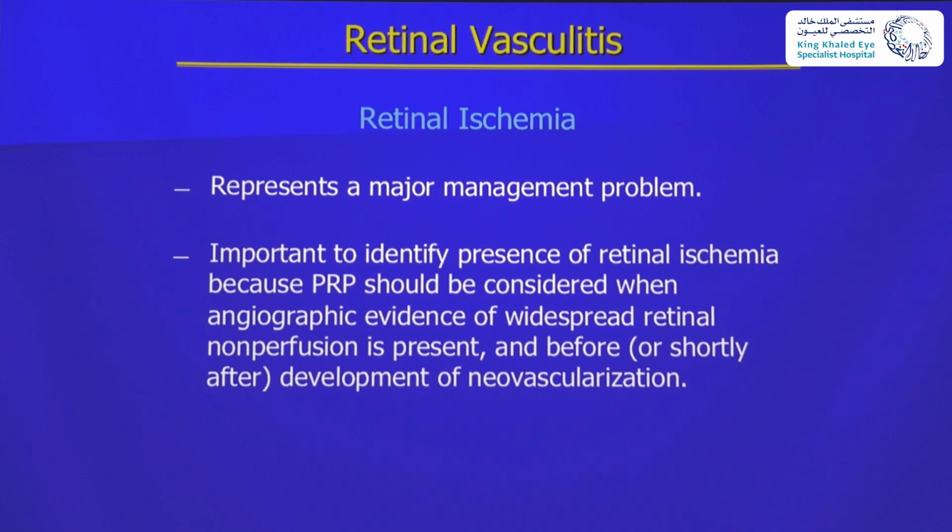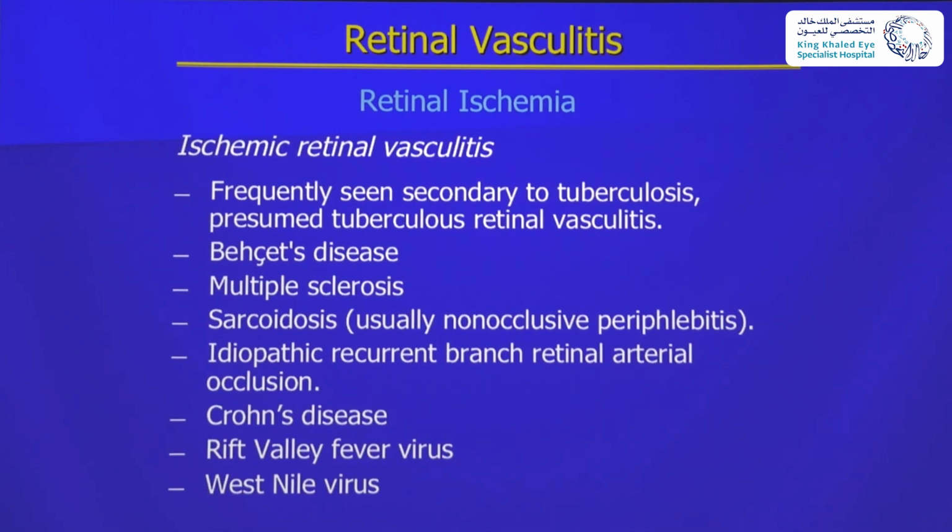So retinal ischemia is a very important issue in retinal vasculitis. As I said, the patient can lose vision because of retinal ischemia, which leads to neovascularization, vitreous hemorrhage, and traction retinal detachment. So it's very important in the workup of a patient with retinal vasculitis to look carefully at the peripheral retina to rule out retinal ischemia. And the most common cause of aggressive retinal ischemia due to vasculitis is tuberculosis. This is a disease that can lead to severe damage of the retinal circulation.